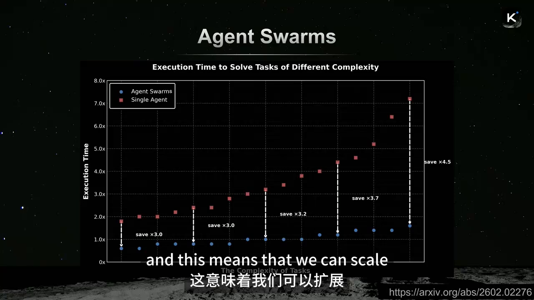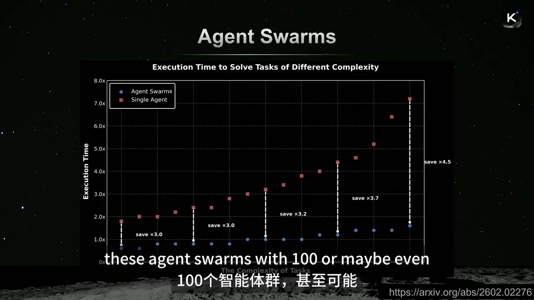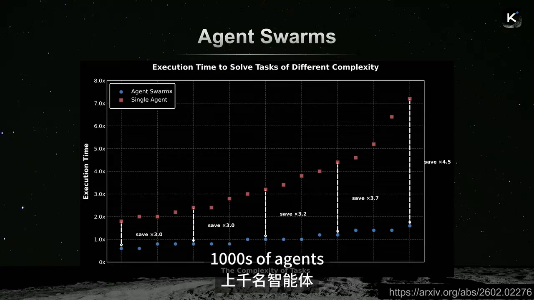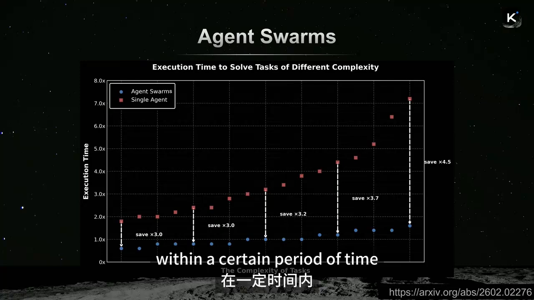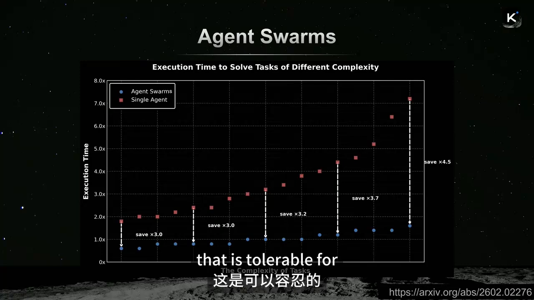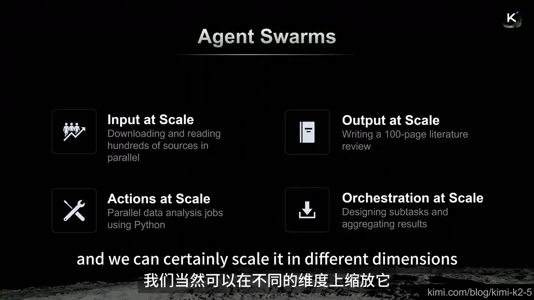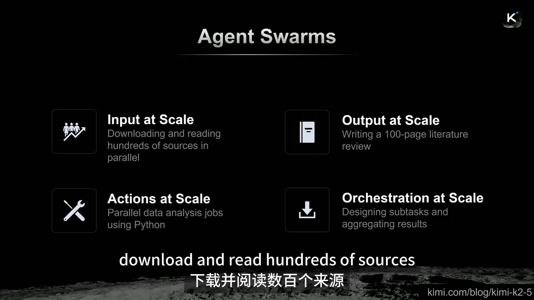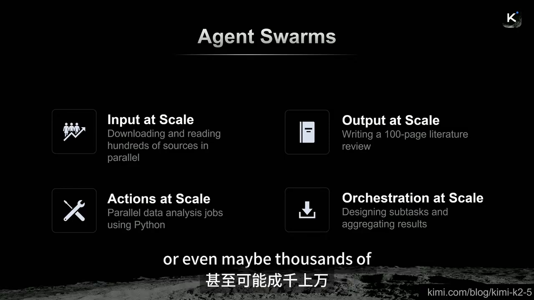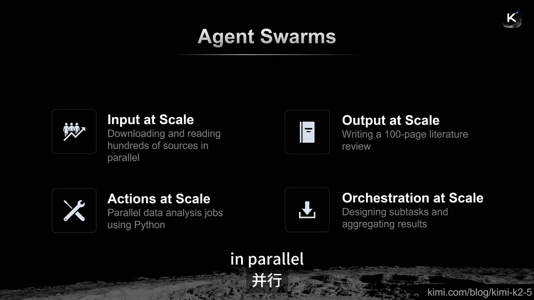And this means that we can scale this agent swarm paradigm to, for example, 100 or maybe even 1,000 sub-agents, and you can accomplish a complex task within a certain period of time that is tolerable for producing real economic value. And we can certainly scale it in different dimensions. We can scale the inputs. For example, we can download and read hundreds of sources or even thousands of documents in parallel. Or you can write a 100-page literature review in parallel.